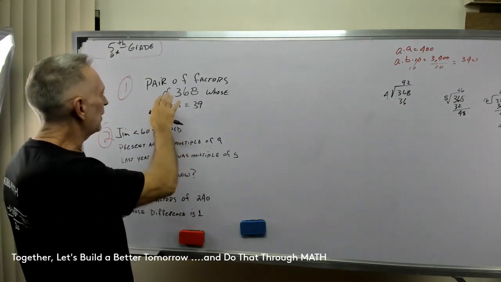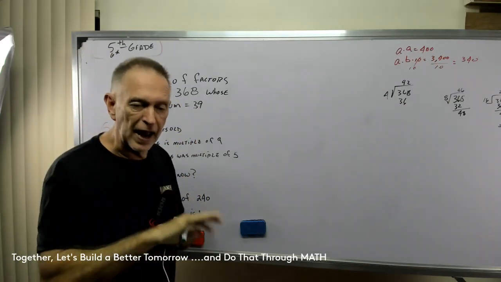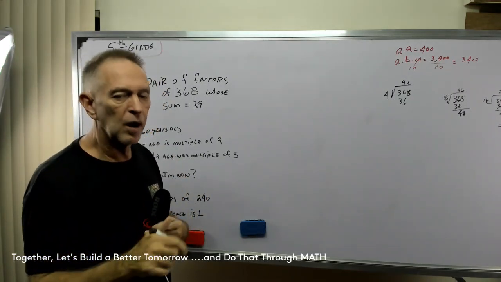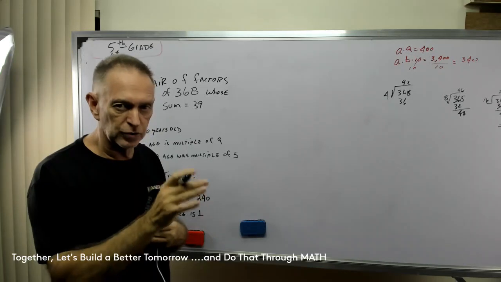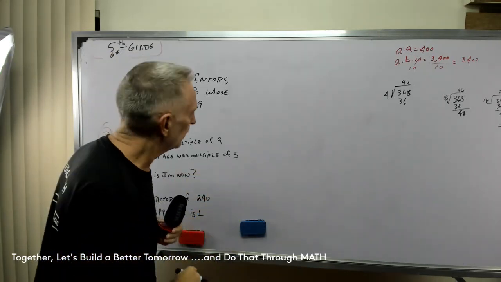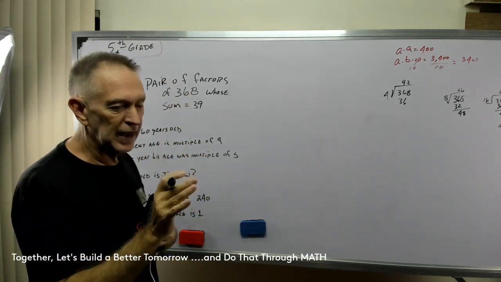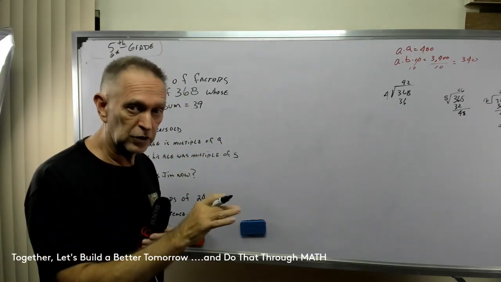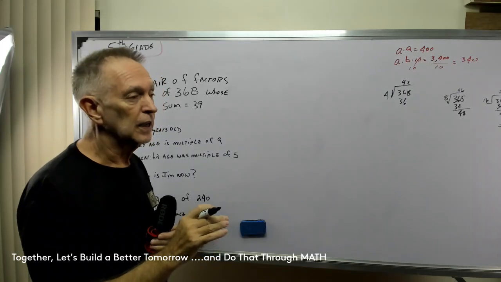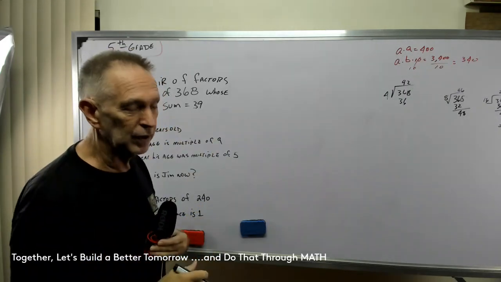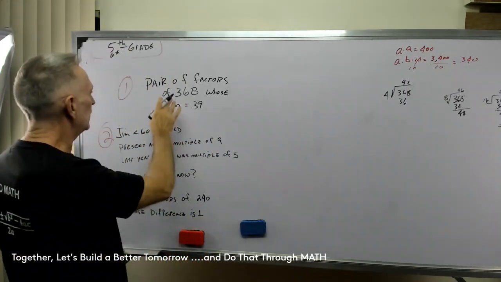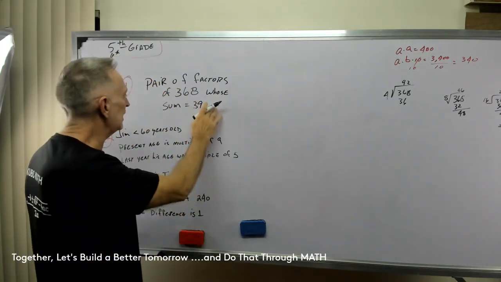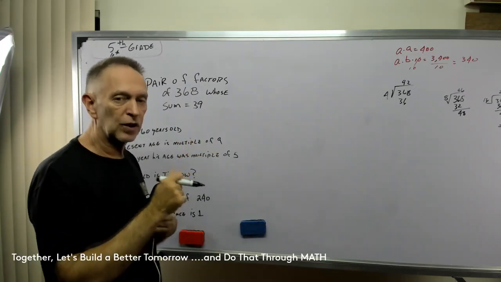All right, they had the study in factors and multiples. And then we have one problem dealing with the exponentials that we learned last week. We may actually at the end of this, after the exponential problem, review exponents and see if we can recall what happened last time. Okay, a pair of factors of 368 whose sum is 39.